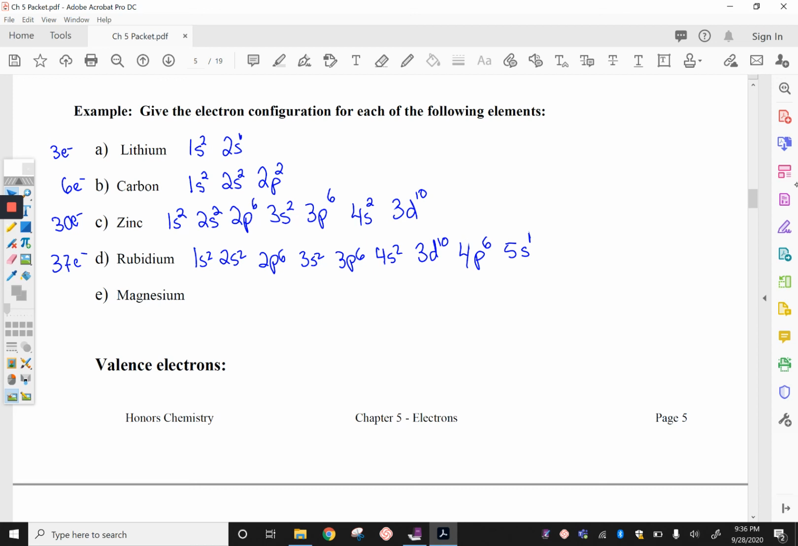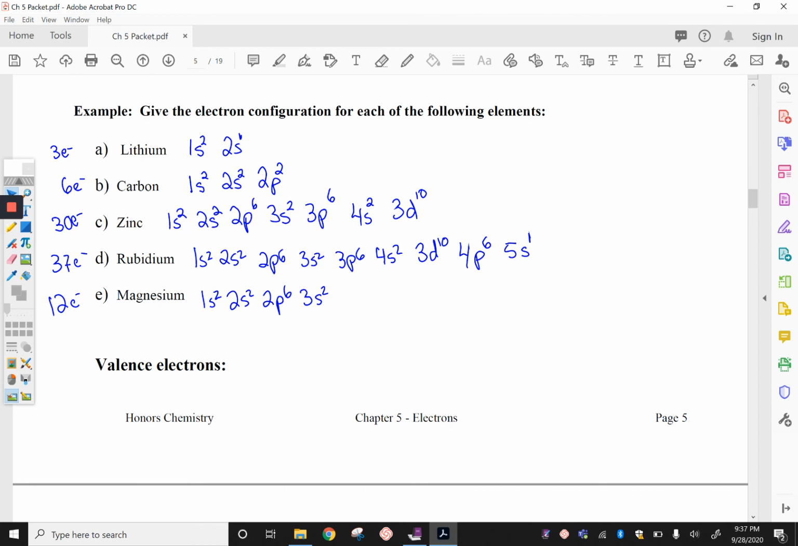Last one's magnesium. Magnesium has 12 electrons. So we go 1s2, 2s2, 2p6. How many have we drawn? 10. 2 more. 3s2. And that is a total of 12. 1s2, 2s2, 2p6, 3s2. All right, last thing we need to talk about is valence electrons.